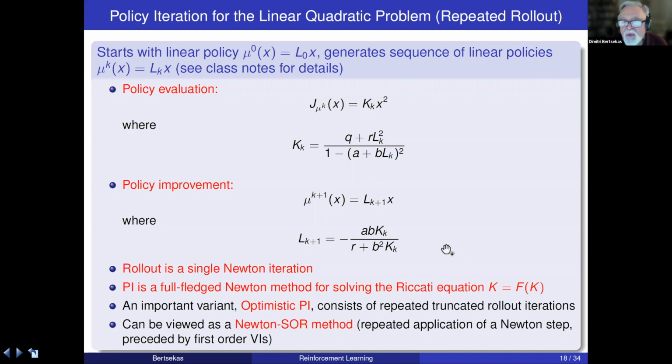Everything I'm discussing today for the linear quadratic problem has analogs in the more general case, and the insights are very similar. That's the nice thing about these linear quadratic problems. It's really a good friend in our context.